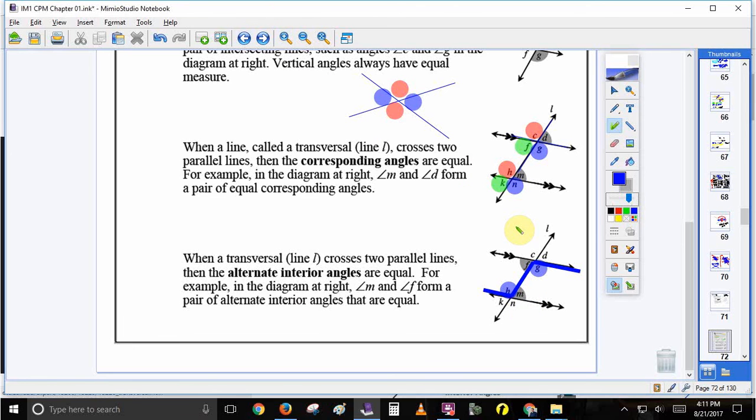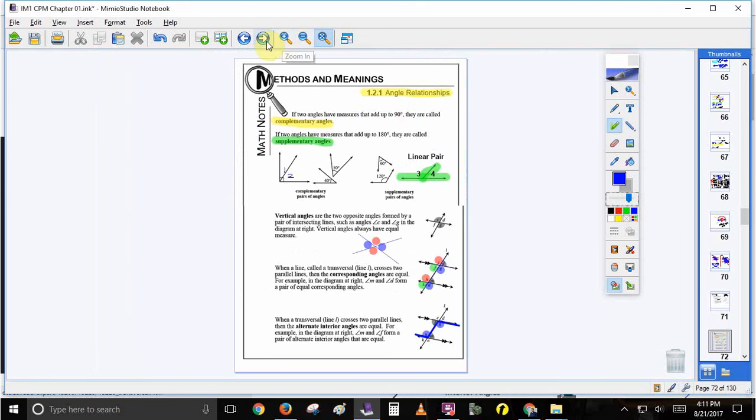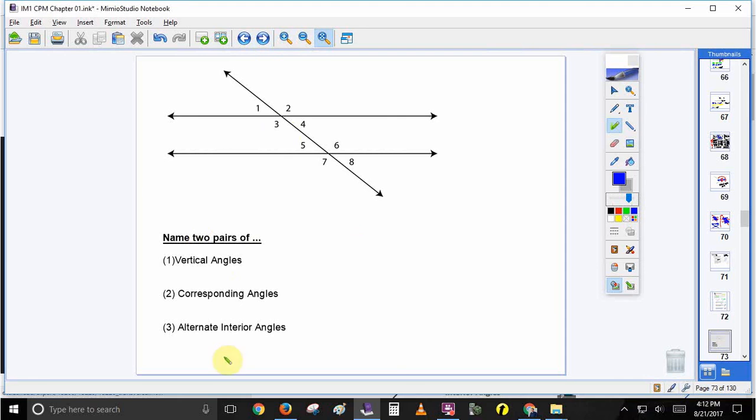All right, that was a lot of information, guys. Make sure you paused it and wrote these down, and hopefully you'll be working with these and understand them a little bit more as time goes on. I do have a little set of problems here for you to do. I want you to name two pairs of vertical angles in that diagram above, two pairs of corresponding angles, and two pairs of alternate interior angles.